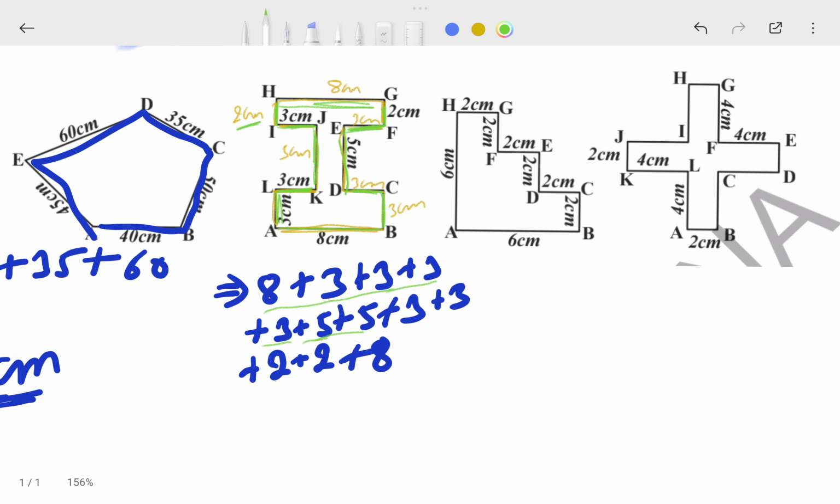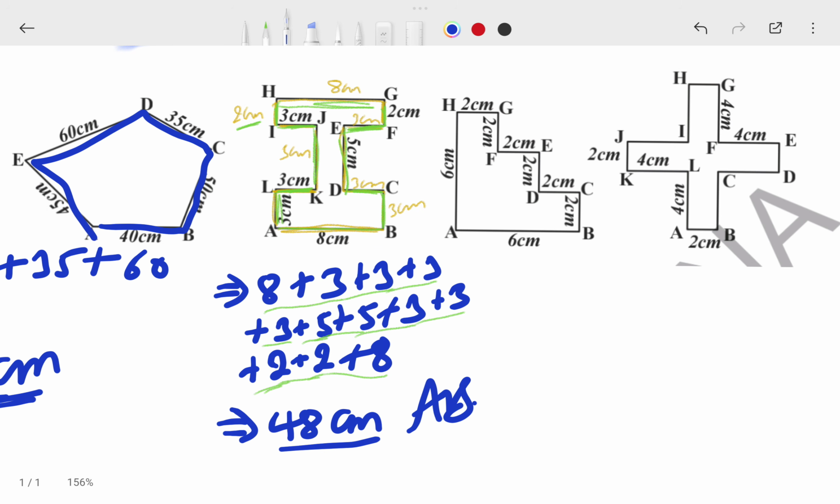25 plus 5, it's 30. 30 plus 3, 33. 33 plus 3, 36. 36 plus 2, 38. 38 plus 2, it's 40. 40 plus 8, it's going to be 48. So what is our answer? The answer is 48 centimeter. Why? Because here centimeter is given, so it's all centimeters, that's why 48 centimeter. So the answer is 48 centimeter.